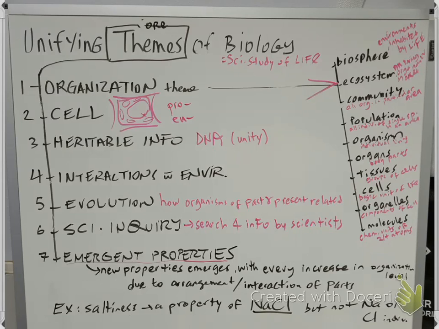The next theme is heritable information, which is basically DNA, which is also considered one theme which unites all living organisms. And then we have interactions with the environment, which is self-explanatory. All living organisms have to interact with the environment, and that's very important. Then we have evolution, which is how organisms of past and present are related, and studies this relationship.